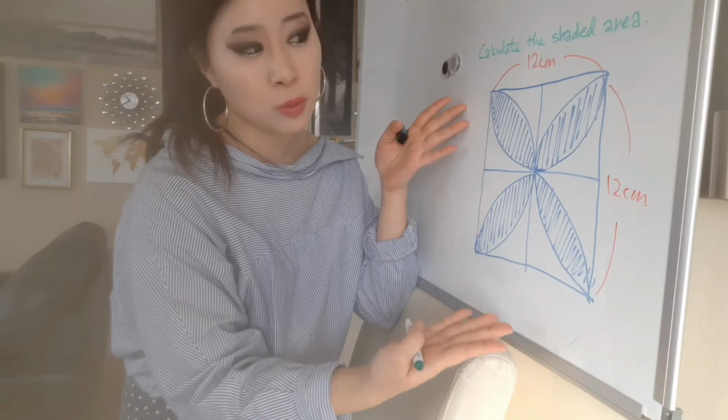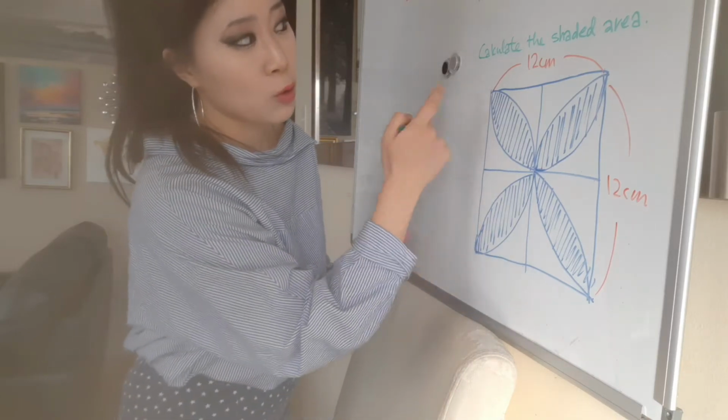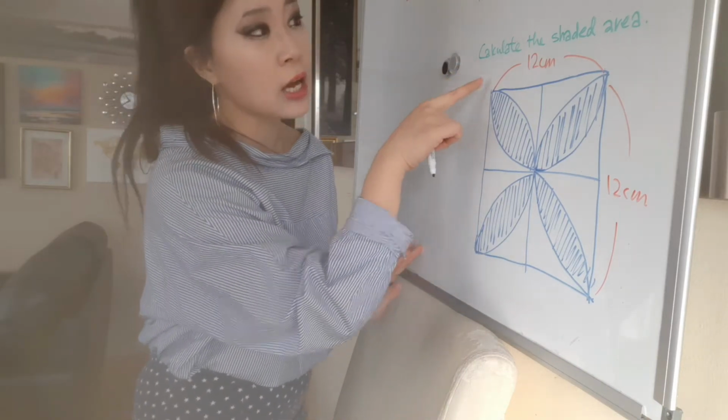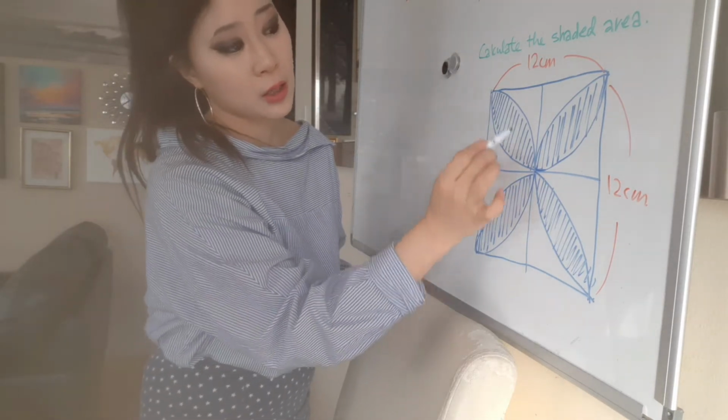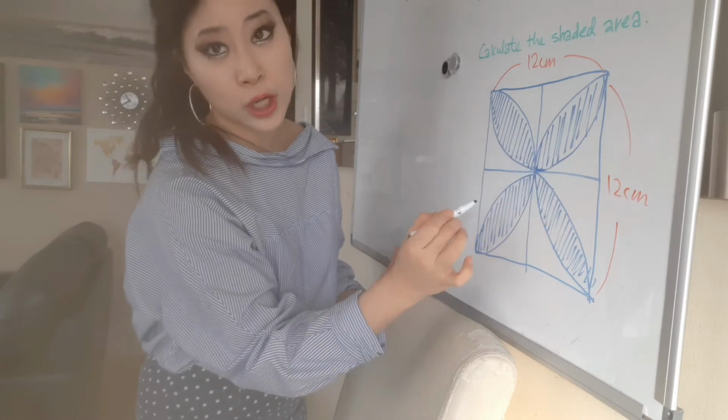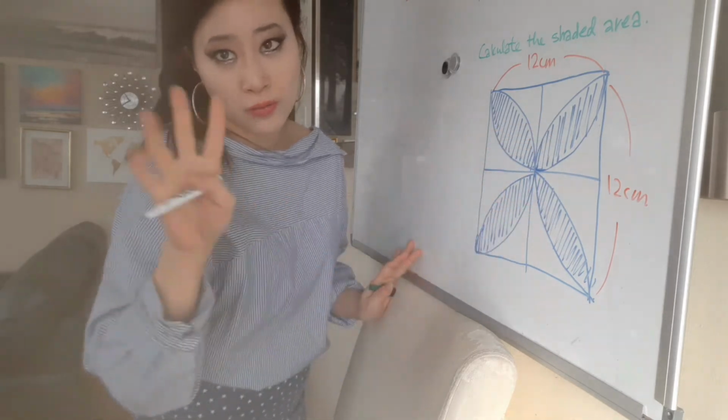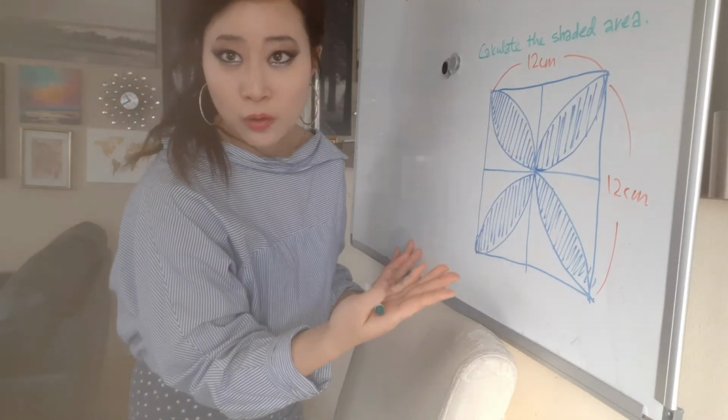Test quiz problem from 7th grade. So what you have to do is calculate the shaded area. And look at the shaded area. This is a beautiful flower petal shape. 1, 2, 3, 4. 4 of them. Well, this looks pretty overwhelming, right?